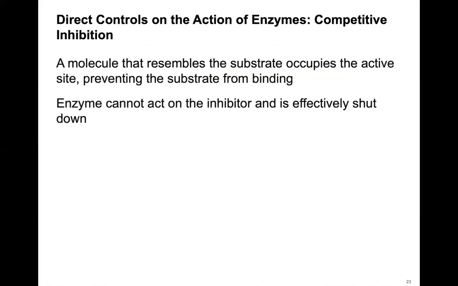So direct controls on the action of enzymes, we have either what we call competitive inhibition or non-competitive inhibition. A molecule that resembles the substrate and occupies the same active site as the substrate and prevents the substrate from binding is referred to as a competitive inhibitor. The enzyme cannot act on the inhibitor as it is effectively shut down.